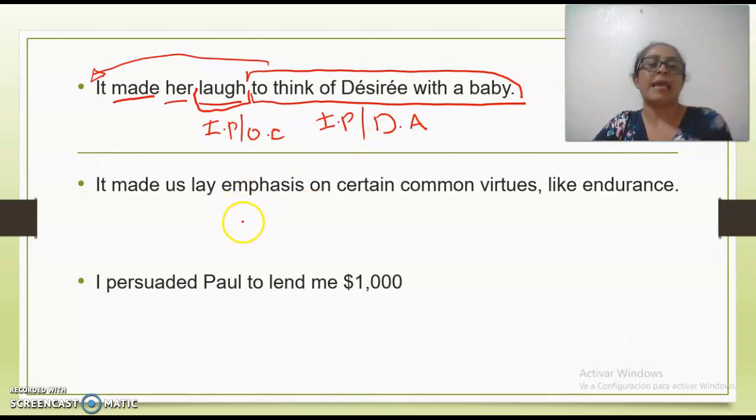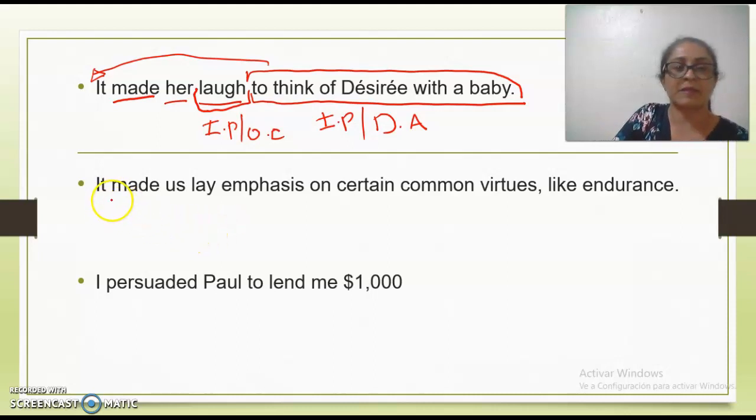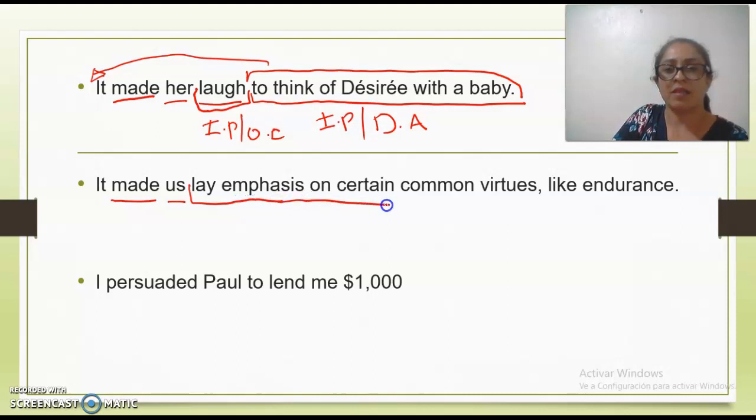It made us lay emphasis on certain common virtues like endurance. Causative verb. It made us to do what? To lay emphasis on. I would leave it until the end, guys. Sorry for that. Infinitive phrase as object complement. Okay.